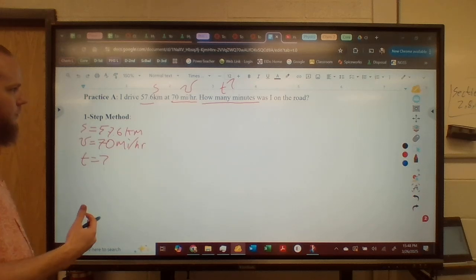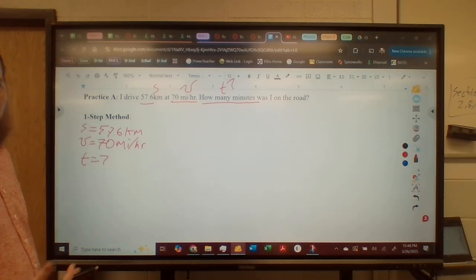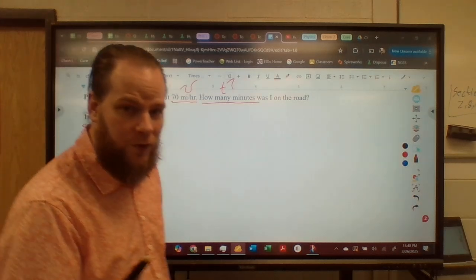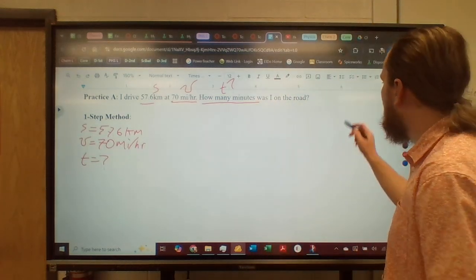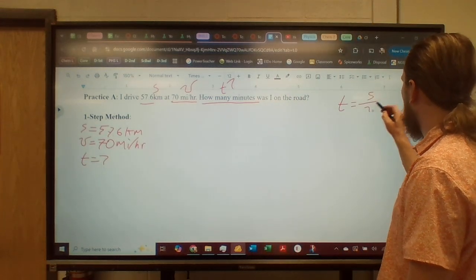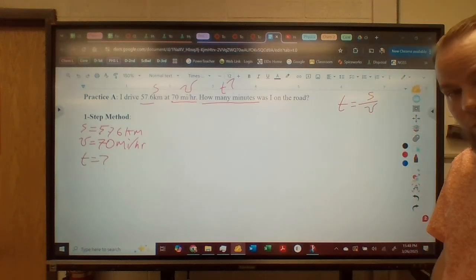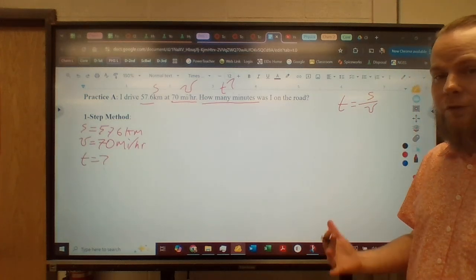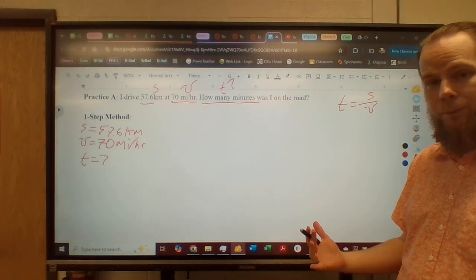So now we need to figure out what equation we want. Well, we want the equation that's solved for T. So if we look at our list, we find that T is going to be equal to S over V. That's the equation we'll use to solve this. So now we just have to do our conversion.